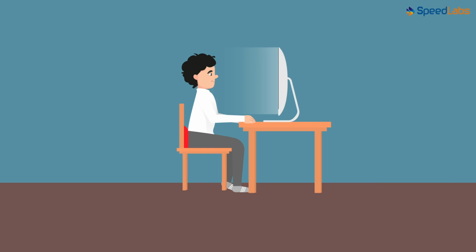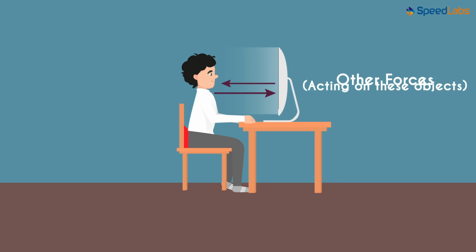Now let me assume that you're looking at this video at home on your computer. So if any two objects attract each other, why don't you get pulled to the computer, or why doesn't the computer get pulled towards you? The answer is pretty logical. It's not only you and your computer in the picture. There are other forces acting on you and the computer.